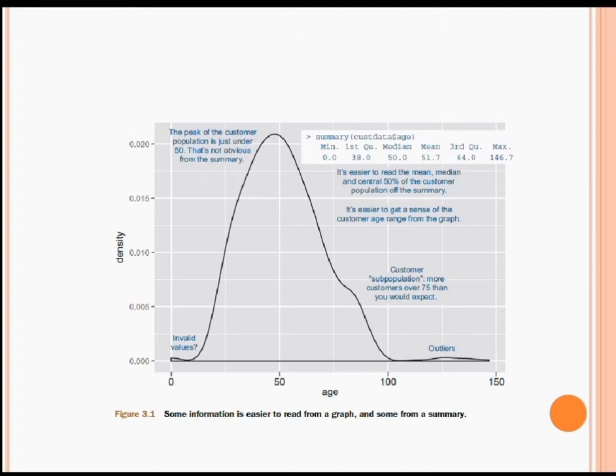This is an example of a graph. Some information is easier to read from the graph than from summary. So as you can see here, this is a graph in which age is plotted against density, and we can see the peak of the customer population is just under 50, which is not so obvious from the summary.